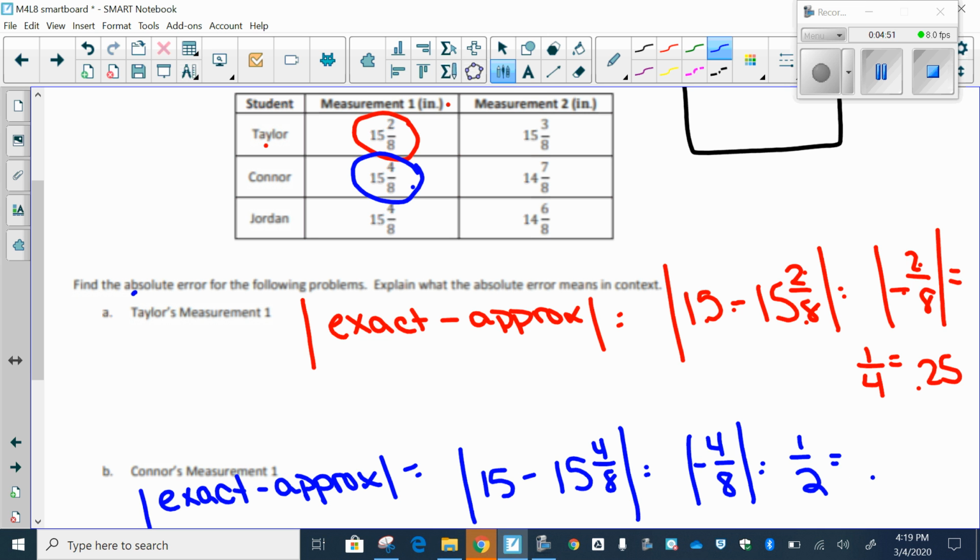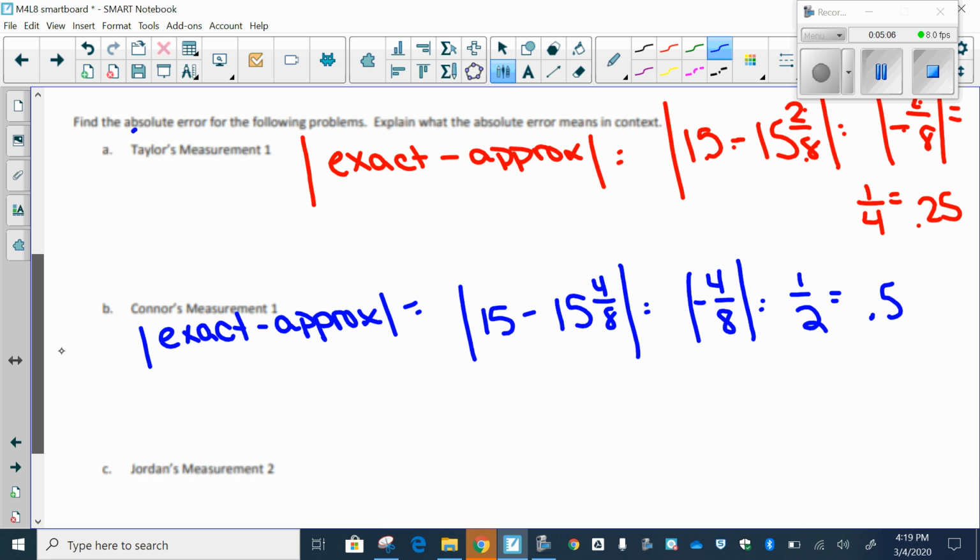I know that 1/2 is equal to 5/10. So Connor is potentially 5/10 off in his measurement. He didn't quite measure accurately.